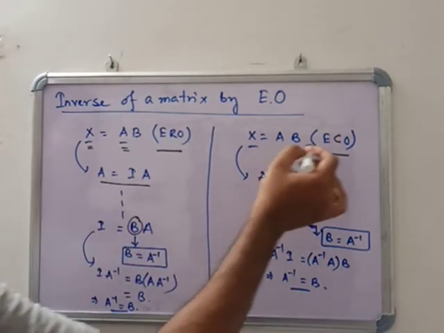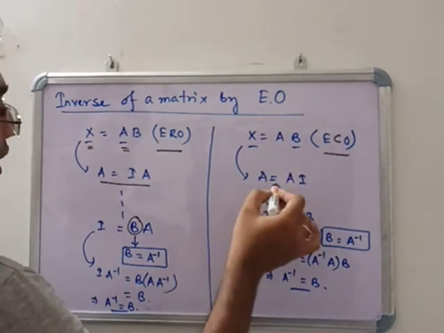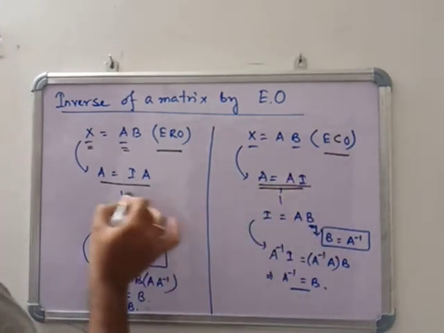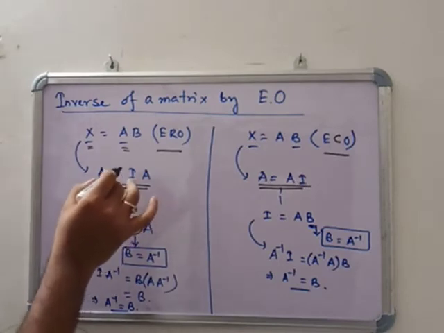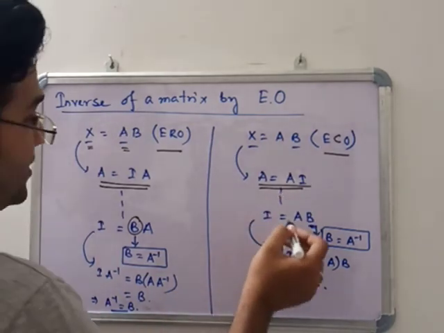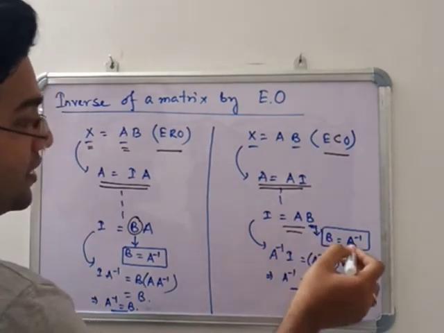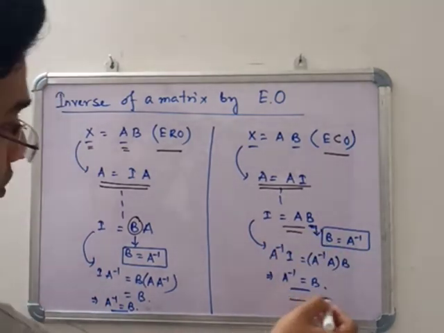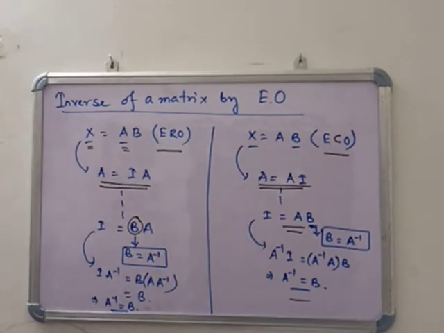Similarly, for the elementary column operation, we are taking A equals AI. This is the difference. Here we take A equals IA, and for column operations we take A equals AI. After calculation we get I equals AB, so B is the inverse here. This is the difference between column operations and row operations. Now I am showing an example of elementary operation for a 2 by 2 matrix.